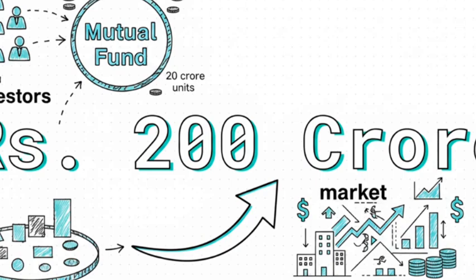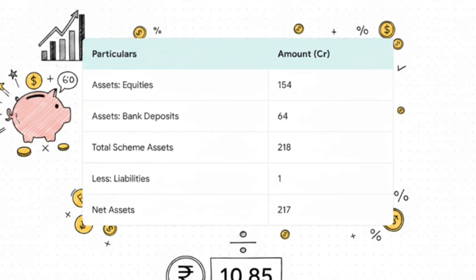Let's ground this with a real example. Imagine investors buy 20 crore units of a brand new mutual fund at 10 rupees each. So the scheme has mobilized a starting pool of 200 crore rupees. The fund managers then take this capital and deploy it directly into the market. Let's see how the math actually plays out.